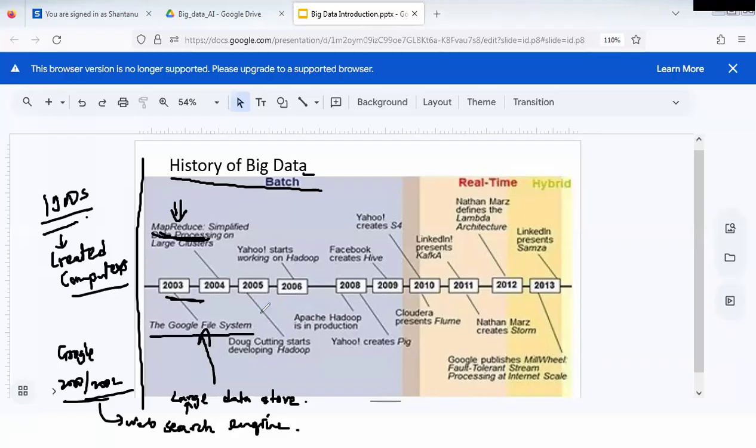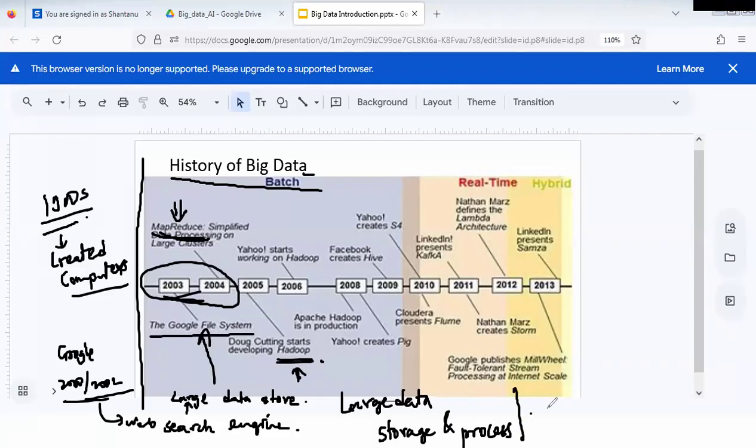Then the next year, Doug Cutting starts Hadoop. So now people understood, in 2003 or 4, that large data storage and processing is very, very important. Okay, so that's why they came up with the Hadoop system. That Hadoop system is created by Doug Cutting, so he starts working on Hadoop.